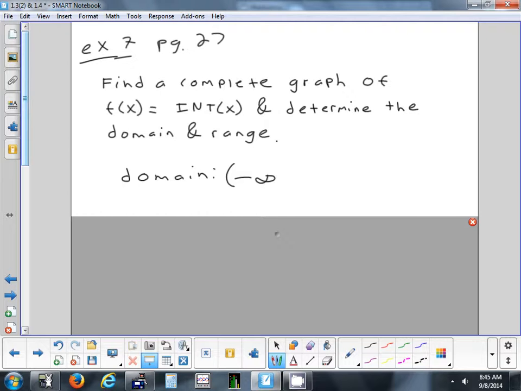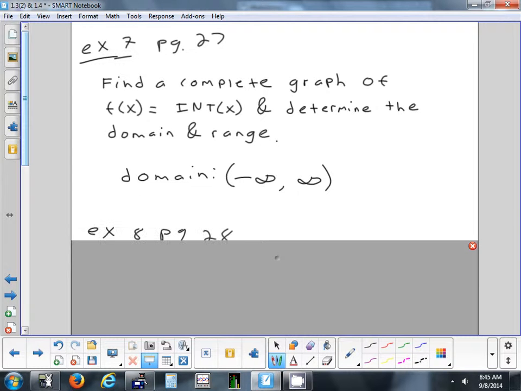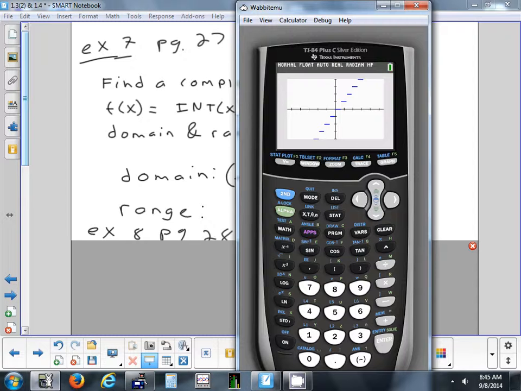So remember, when we write infinity, we use a parenthesis because we can't reach it. That's my domain. You can plug in anything you want. Okay, let's take a look at the range. So the range are the outputs. Those are the y values that you get.